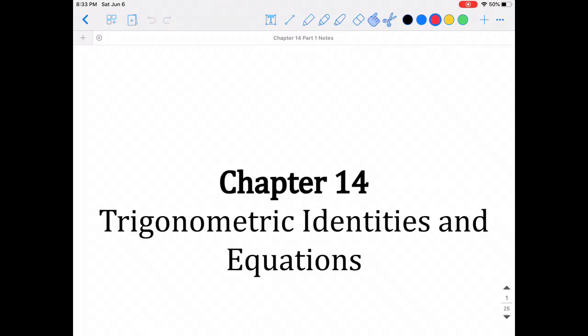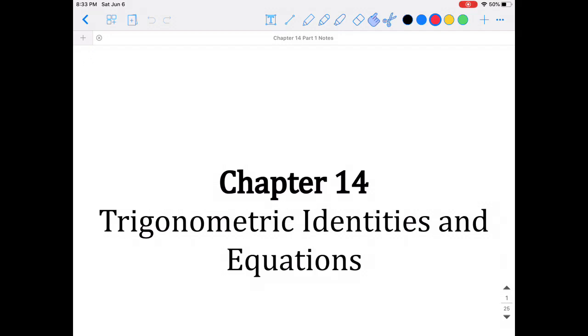Hey guys, so today we are going to start chapter 14, which is Trig Identities and Equations. This is the last chapter that we're going to get through for the school year. Depending on timing, we'll probably only be able to have a quiz for this chapter. This chapter is complicated, just so you know in advance.